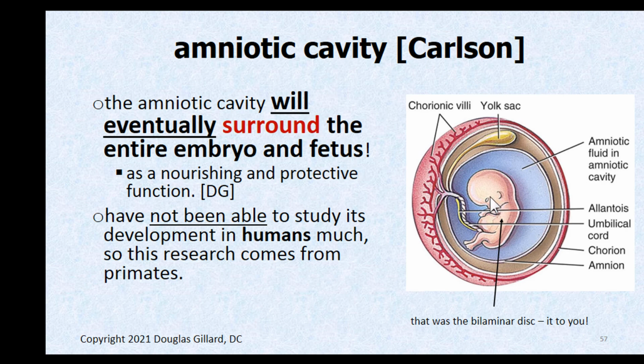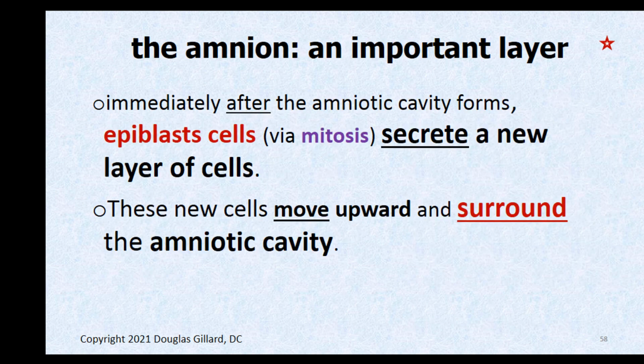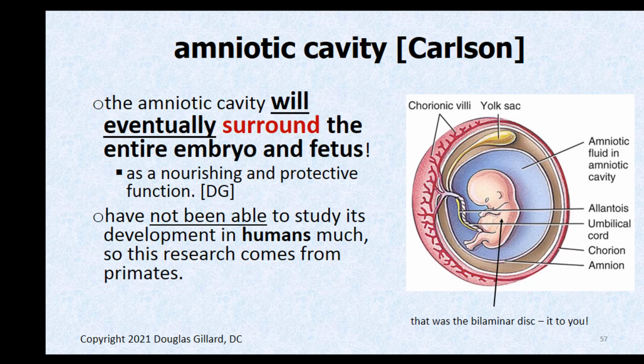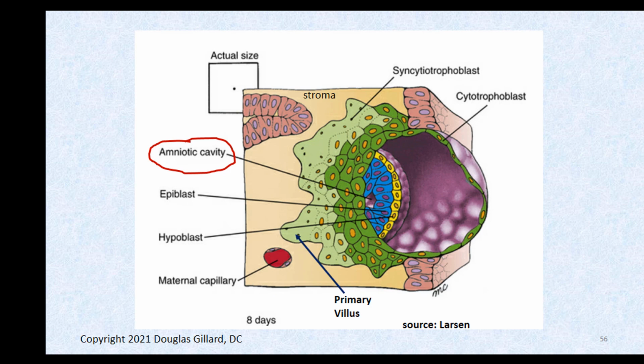Eventually we'll look like this. So here's the little bilaminar disc turned into a human-looking thing. But the amniotic cavity is huge, filled with amniotic fluid, which nourishes the baby and protects the baby, and it's very important stuff. Not studied, we don't know the story, again because we're not allowed to study these things very much. And then it's got to have a layer around it, right? As it gets bigger, it's going to have its own layer. It's going to surround this. So let's look at that.